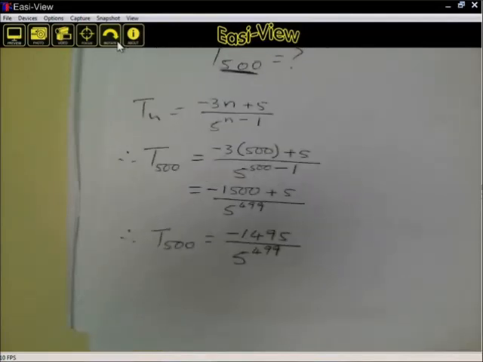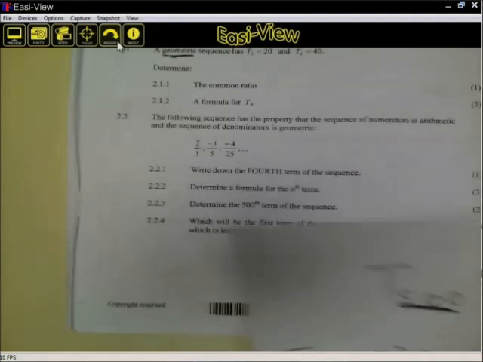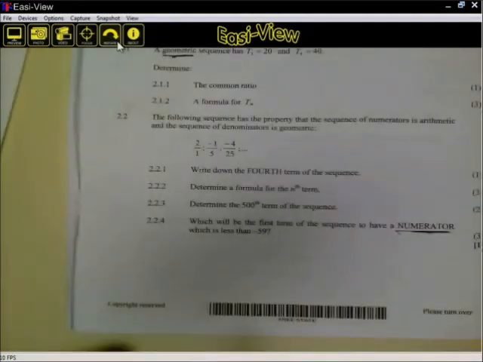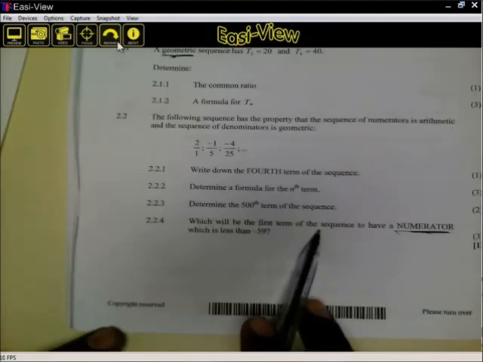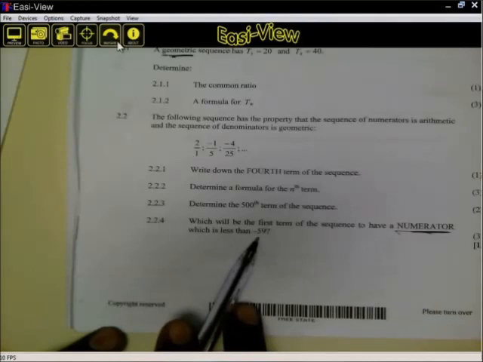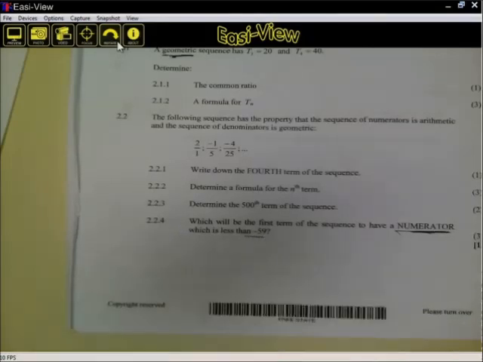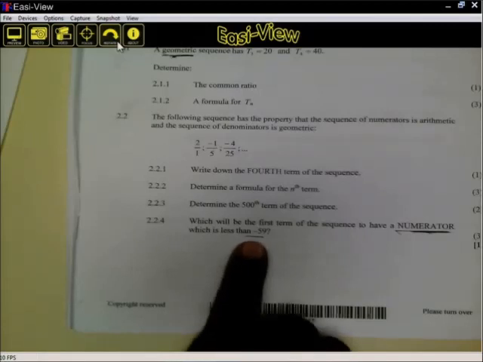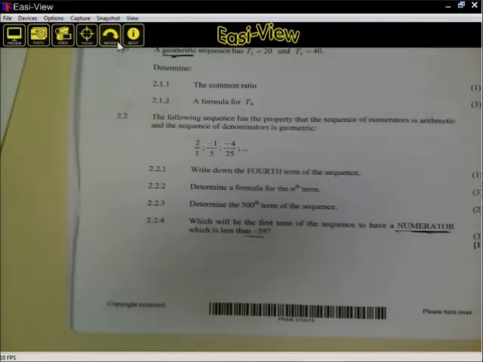So the first question will be, how old is Thabo, for us to be able to identify the first learner to be older. Because if Thabo is 20 years, the first learner to be older than Thabo will be 21 years old. Now this question is exactly the same. We say, which will be the first term of the sequence to have a numerator which is less than negative 59. So which means we need to establish first the position of negative 59. Whether negative 59 is term number 5, term number 7, or term number 100. We just need to establish that first.